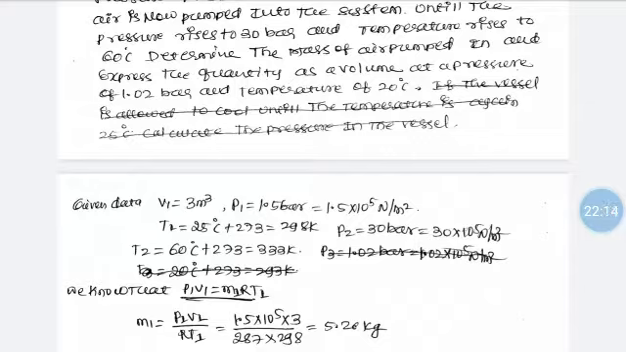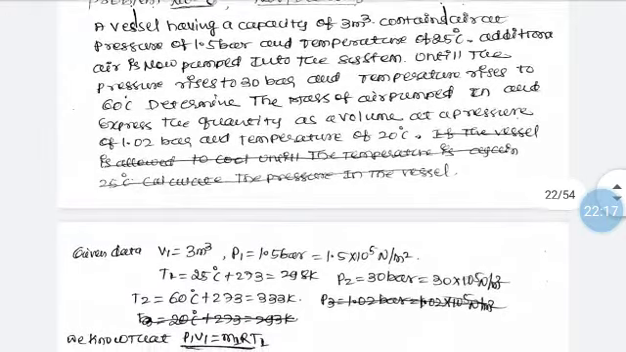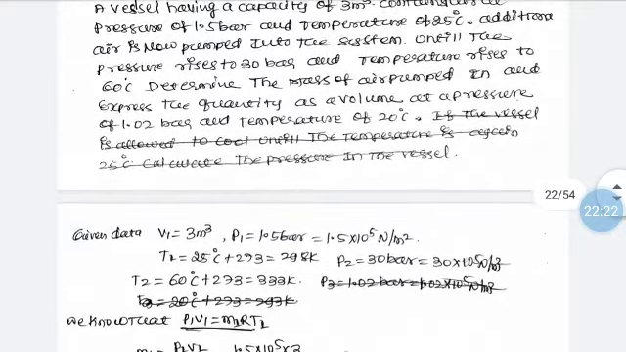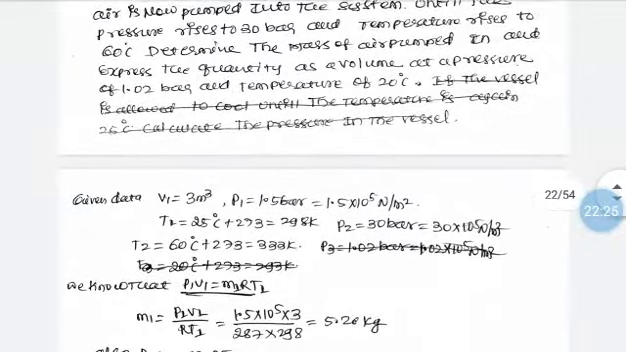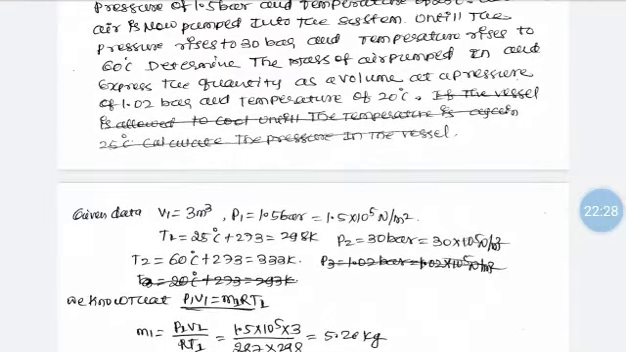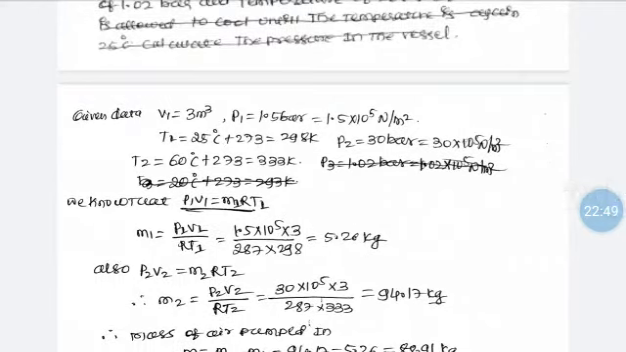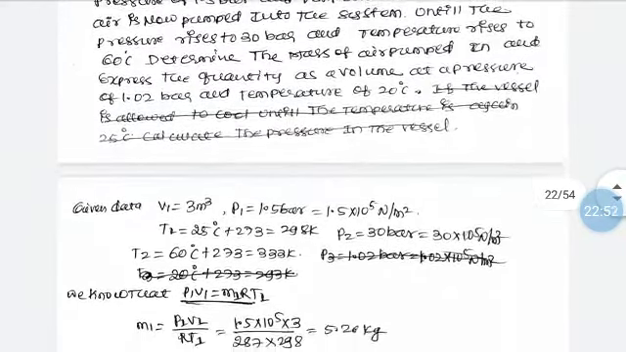Next, these are the initial vessel and air conditions. After adding additional air, the pressure becomes P2 is equal to 30 bar, that is 30 into 10 raised to 5 Newton per meter square, and the temperature becomes 60 degrees Celsius, that we have to convert into Kelvin. 60 degrees Celsius plus 273 is equal to 333 Kelvin. Then we have to calculate what mass of air is required.